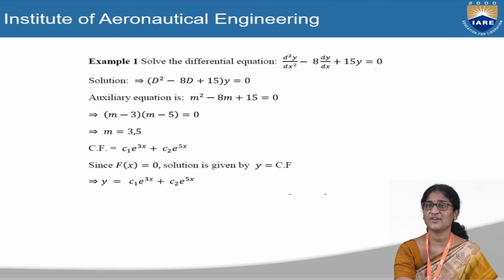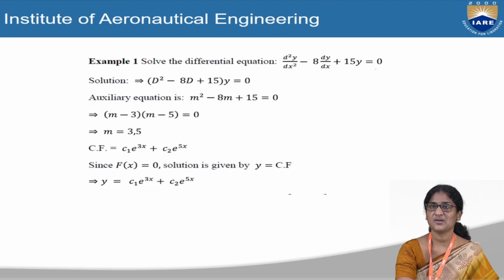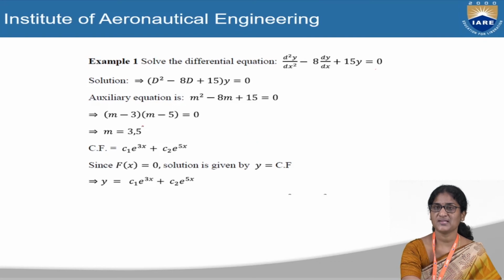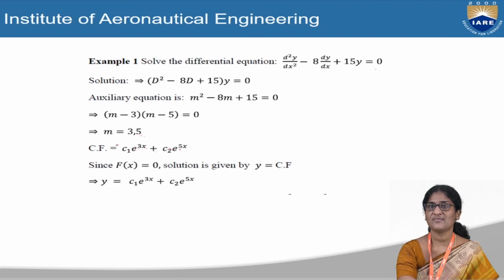Why are we not solving f of D directly? Because D is a differential operator, and solving the differential operator is meaningless. So solving this equation, m minus 3 into m minus 5 is equal to 0, m is equal to 3 comma 5. 3 and 5 are distinct roots. As I have said before, the complementary function is C1 e to the power of 3x plus C2 e to the power of 5x. If this is alpha and this is beta, then C1 e to the power of 3x plus C2 e to the power of 5x.